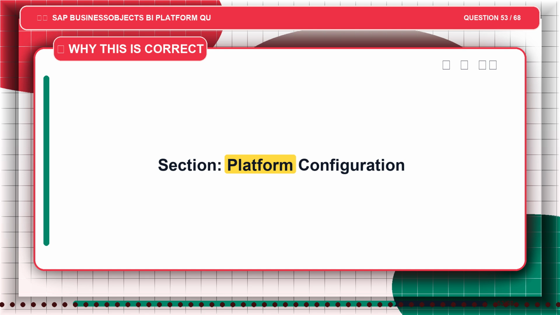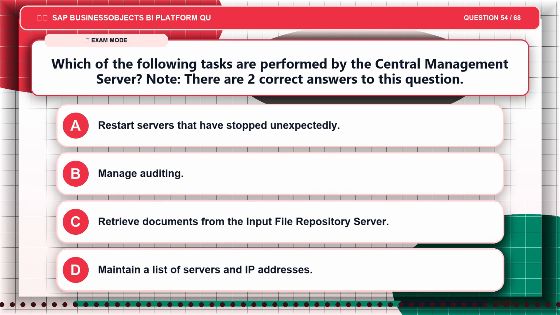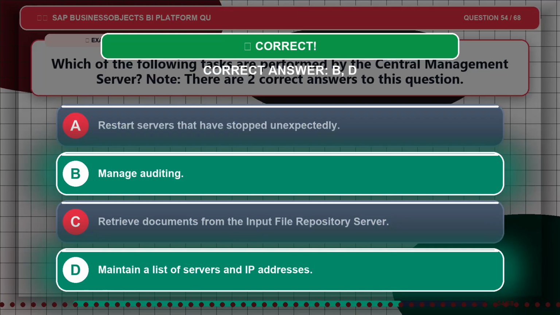Section, Platform Configuration. Question 54. Which of the following tasks are performed by the Central Management Server? Note, there are two correct answers to this question. Option A, restart servers that have stopped unexpectedly. Option B, manage auditing. Option C, retrieve documents from the input file repository server. Option D, maintain a list of servers and IP addresses. The correct answers are options B and D. Manage auditing. Maintain a list of servers and IP addresses.